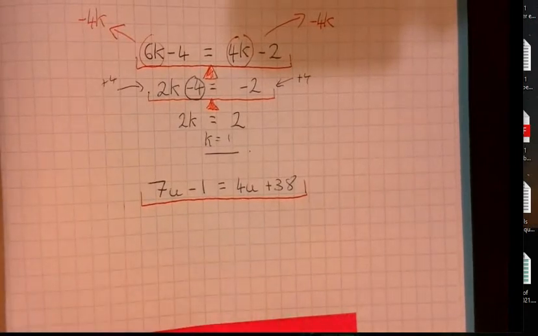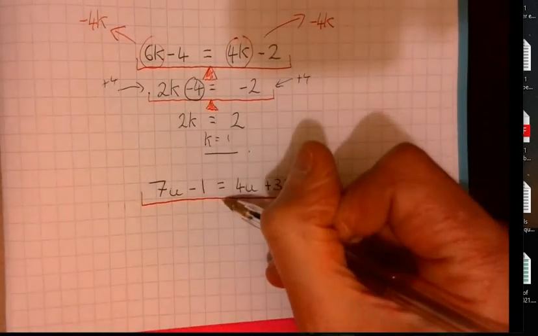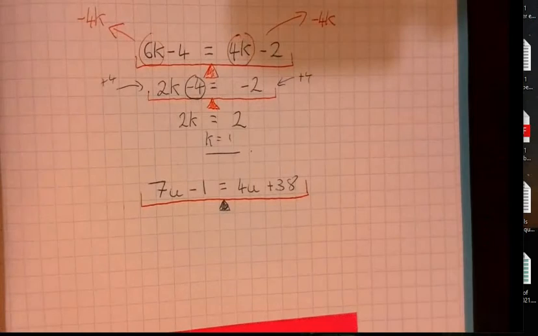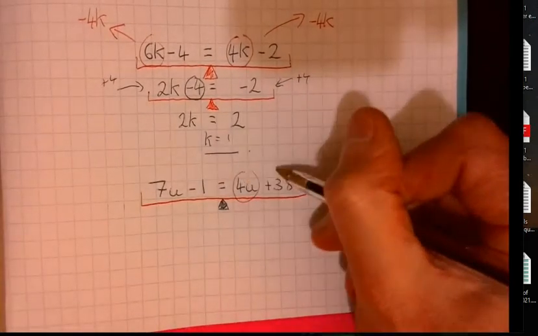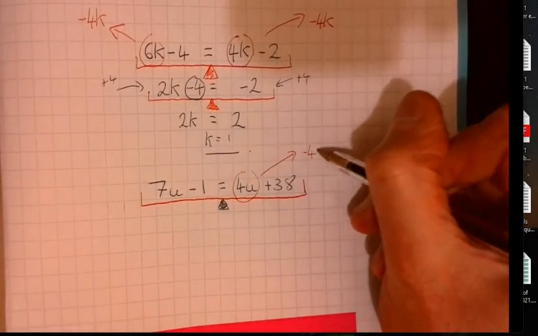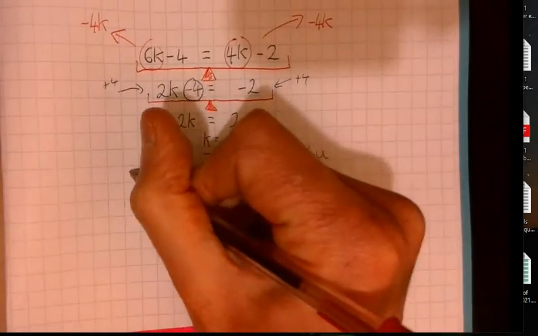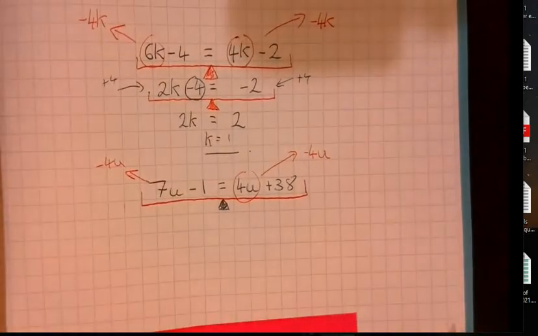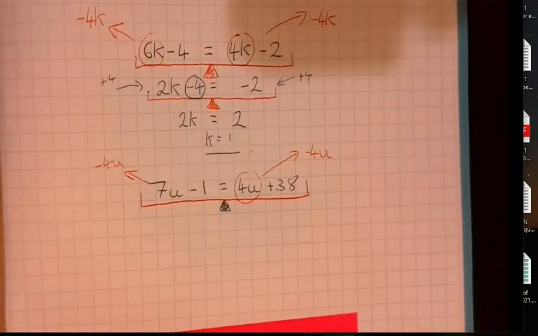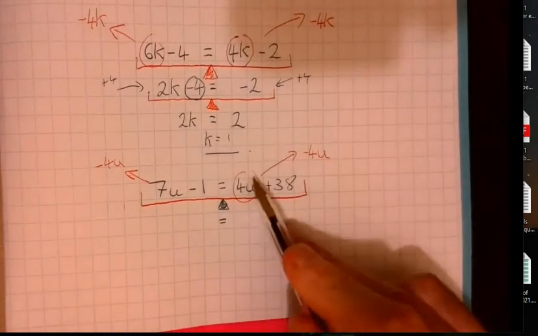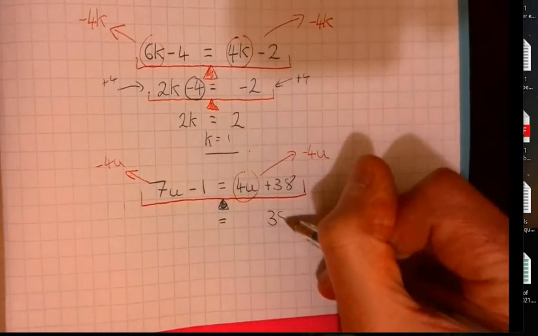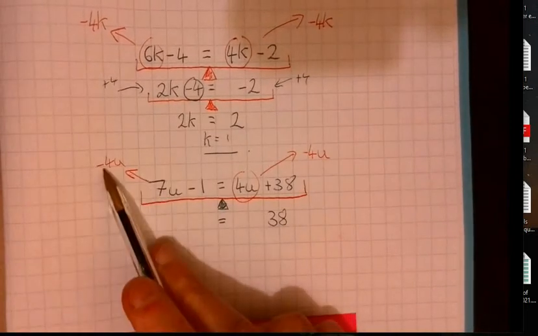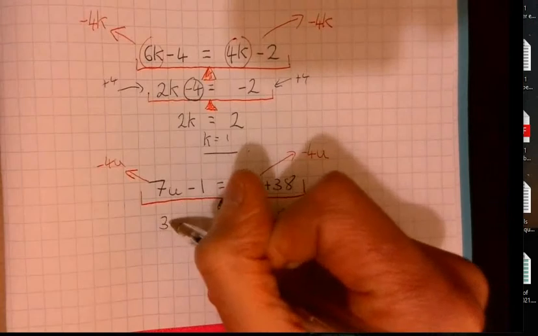Right, let's think about what we need to take away from both sides. Remember, we've got the scales. Do whatever you want to one side of the scales, as long as you do the same to the other. So we're going to take away 4u. We do the same to this side, otherwise the scales will tip. So let's see what we've got left now. That 4u's gone. So I've got 38. Over here, I had 7u and I've taken away 4u. So I've got 3u left.